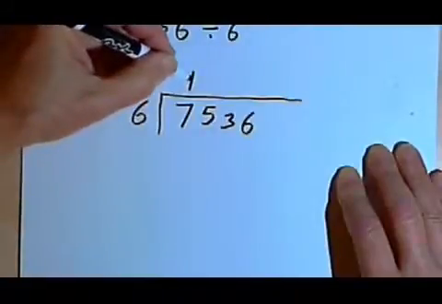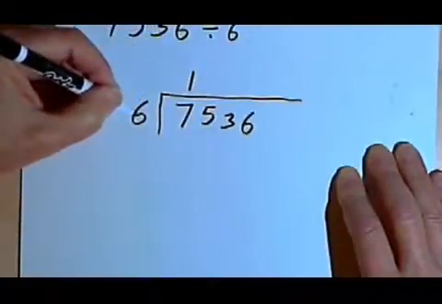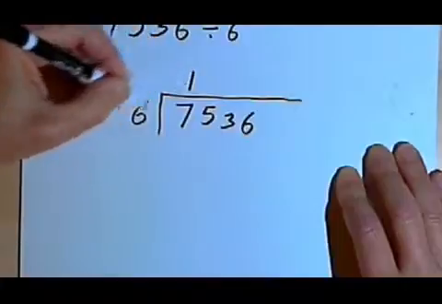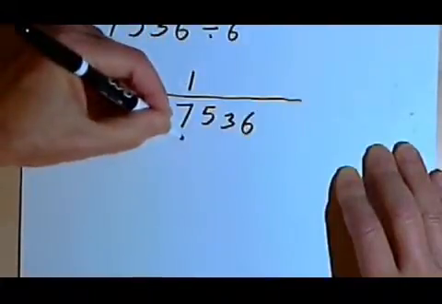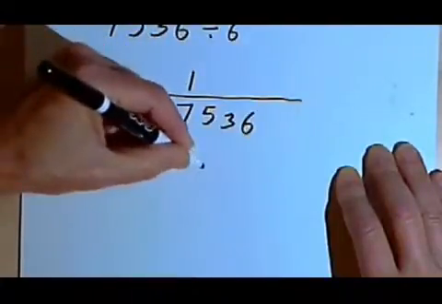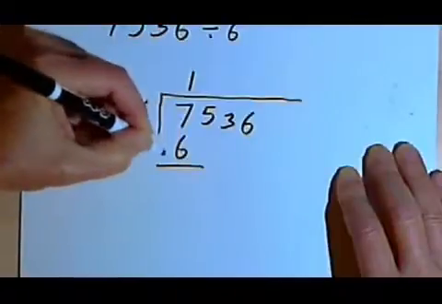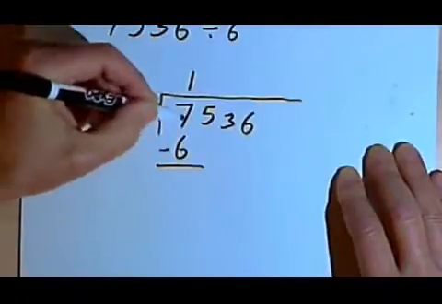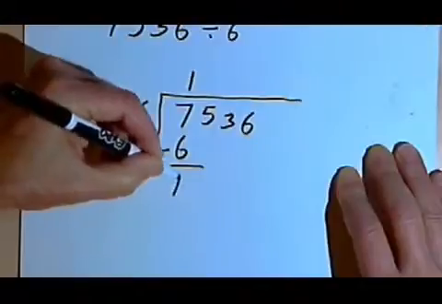Now I'm going to take that 1 and multiply it by the 6. So I take the 1, multiply it by the divisor. 1 times 6 is 6. I'll write that underneath the 7 and subtract it from the 7. So 7 minus 6 is 1.